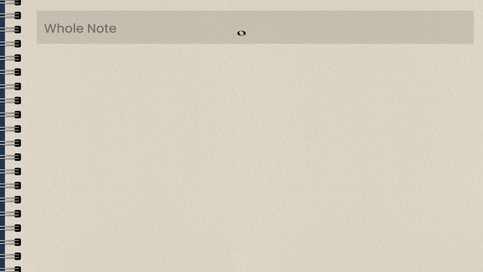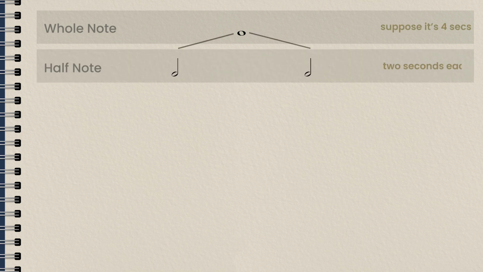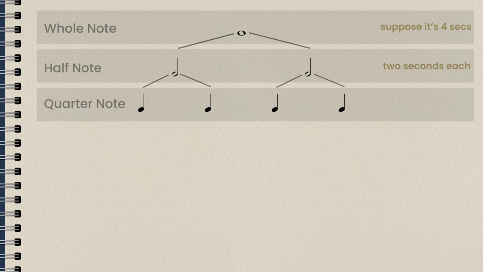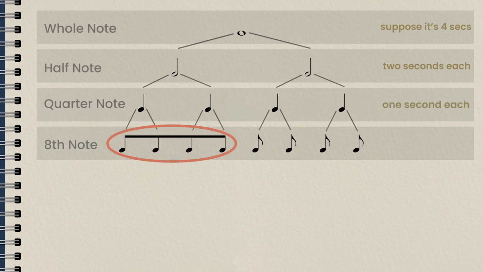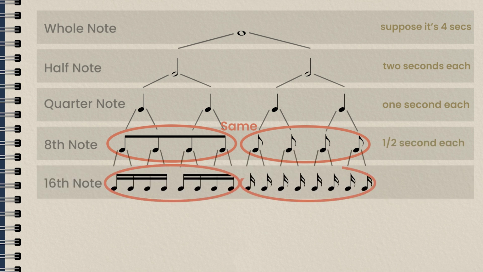Note durations are relative and depend on the meter and tempo, but for now, let's get to know the most common note durations in music. The whole note is the longest. Let's assume it lasts about 4 seconds. The half note would then last 2 seconds, half as long as a whole note. The quarter note would be shorter, at 1 second. The eighth note would take up just half a second, and finally, the 16th note would be the quickest, lasting only a quarter of a second.